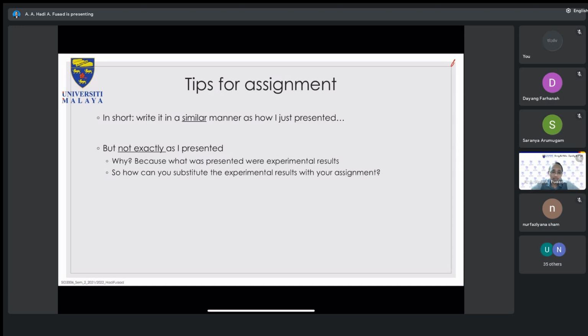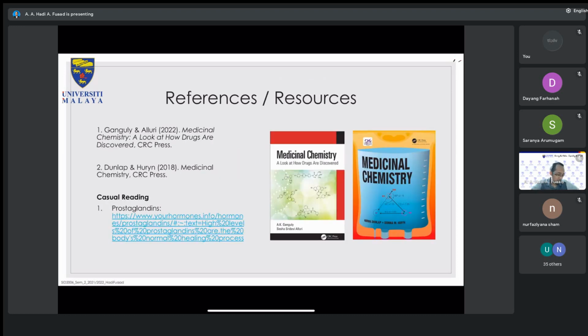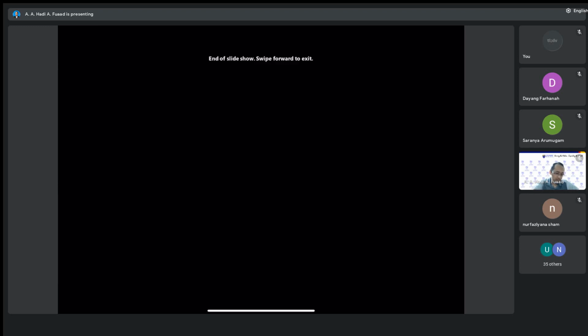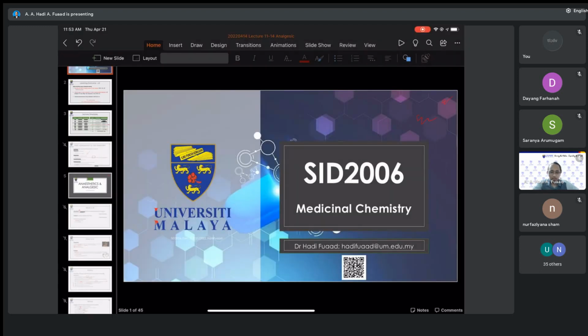But not exactly as I presented, in the sense that what I presented was experimental results. What you are doing is still experimental results, but based on theoretical experimental results. It's not experimental, looking at the biology of the whole thing. So just do your best in writing your assignments. Work as a team, do not work individually, and of course help one another. That's all from me. Those are the references, and see you next week.